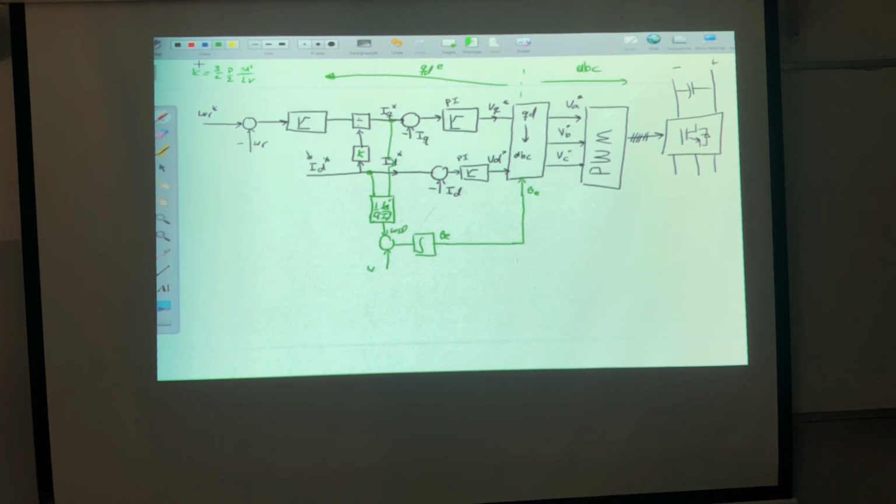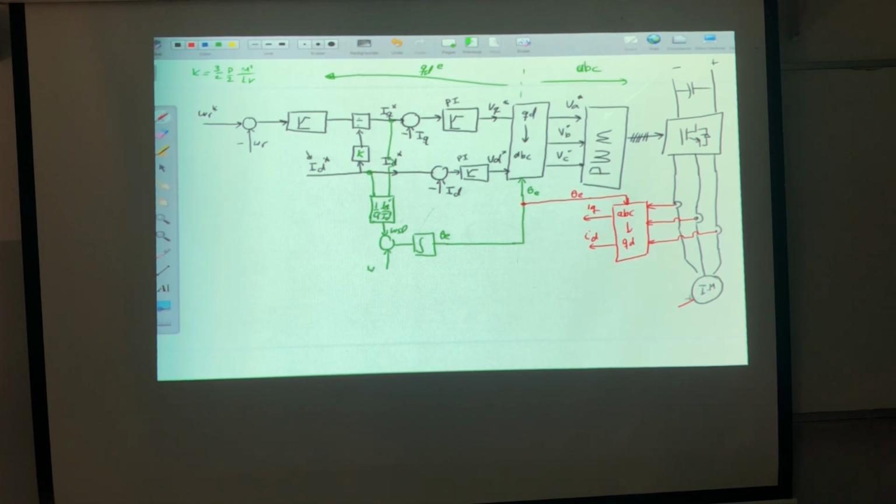So I need another transformation. Now I will do a transformation from ABC to QD. So I will measure the current. This is the IA, let's assume, this is the IB, this is the IC. Then I will do a transformation from ABC to QD. So this will be the IQ, and this will be the ID. Now here also I need theta.